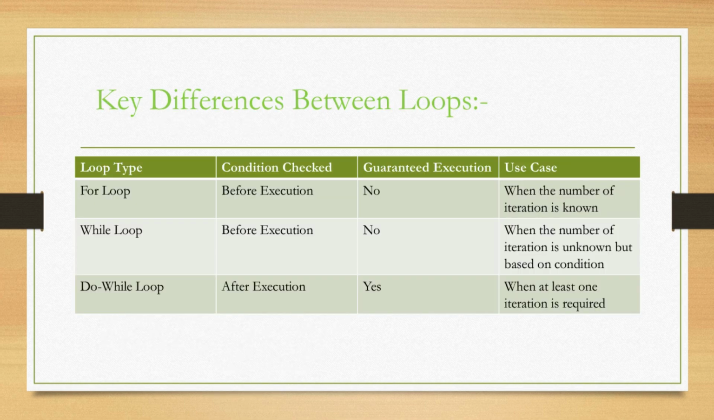This slide highlights the key difference between these loops: for loop, while loop, do while loop. In for loop, the condition is checked before each execution, so it is used only when the number of iterations is known. Similarly, in while loop, the condition is also checked before execution, but it is used when the iteration count is unknown but based on a condition. Finally, in do while loop, the condition is checked after execution. This loop is helpful when at least one iteration is required.